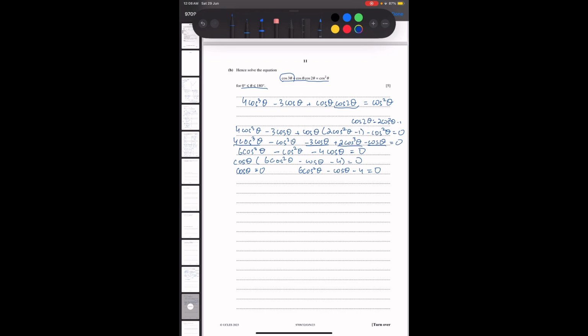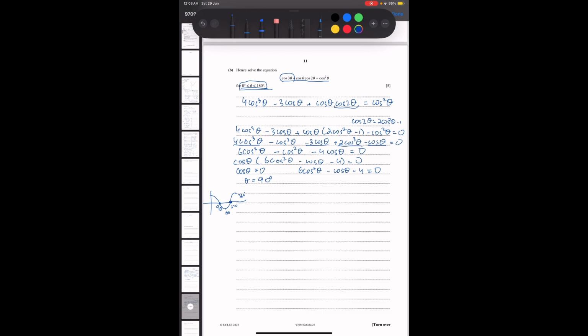Now cos theta is 0. See, the range of theta is just from 0 to 180. If you see the graph of cos, it's like this. This is 90, this is 180, this is 270, and this part is 360 degrees. So cos theta is 0 at 90 degrees and at 270 degrees. But the range of theta is just from 0 to 180, so that means theta is just 90 degrees. And now moving on to this equation.